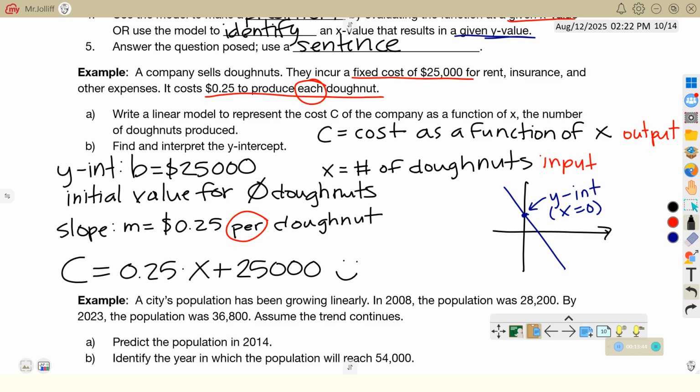So way back at the beginning when we labeled our variables, it's important that we identify which one is input and which one is output so that we know where to put those letters in the slope-intercept form equation. Output should be on the left by itself. Input is next to the slope. Fun times.